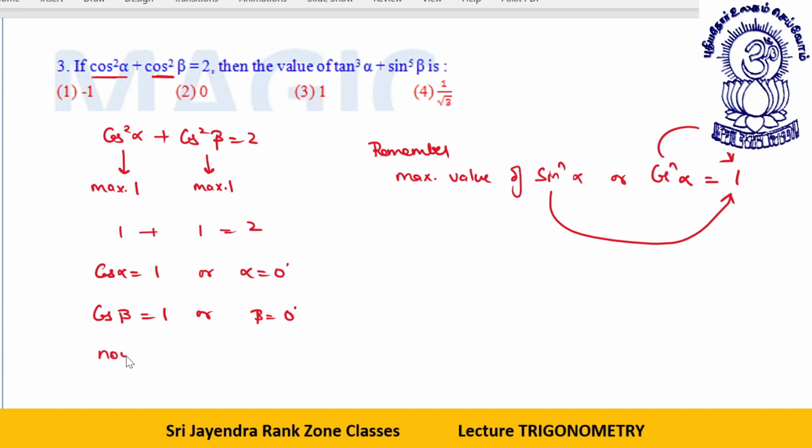Now tan cube alpha plus sine raised to power 5 beta. Tan cube alpha means tan cube 0, that is 0. Plus sine raised to power 5 of 0 degree, that is 0. 0 plus 0 is equal to 0. Clear?